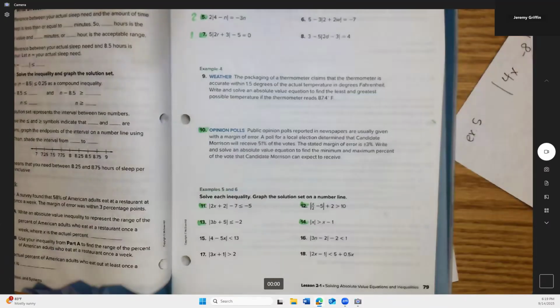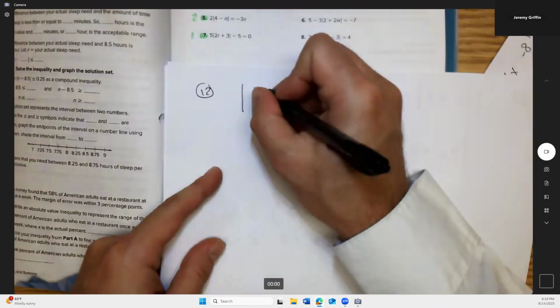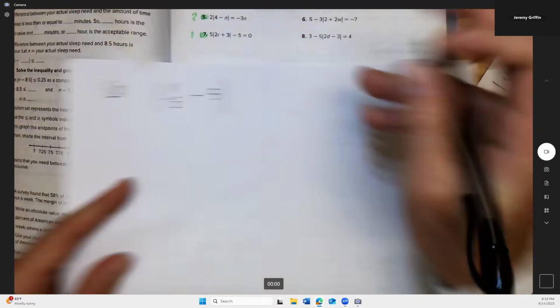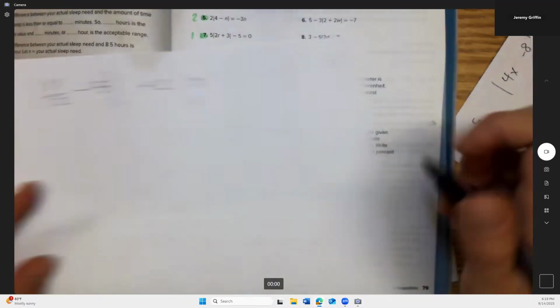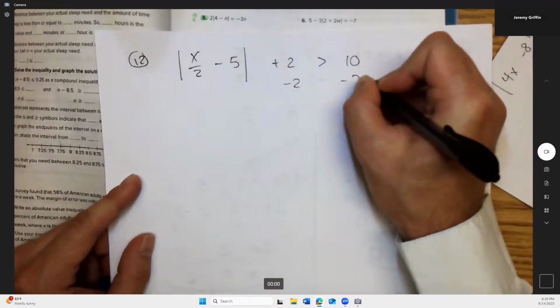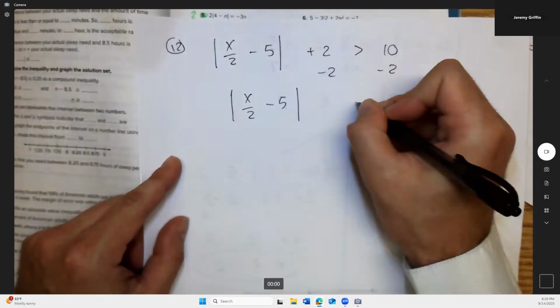All right, so let's do number 12. I got absolute value x over 2, minus 5, plus 2, is greater than 10. So subtract 2, subtract 2. We got absolute value of x over 2 minus 5 is greater than 8.